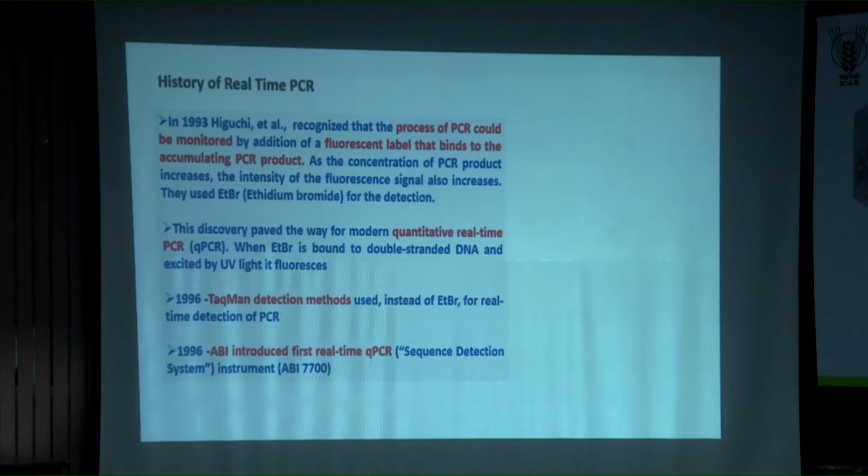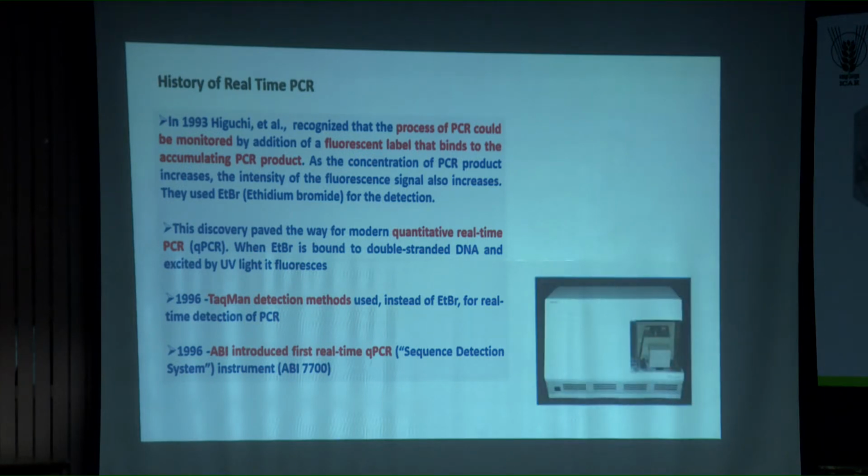So this is, in a nutshell, about the persons who played a key role in bringing a new technology to biology, that is qPCR, and also a few landmark decisions people made so that qPCR can be monitored in a reproducible manner in many laboratories. This is a machine, the ABI 7700, right?